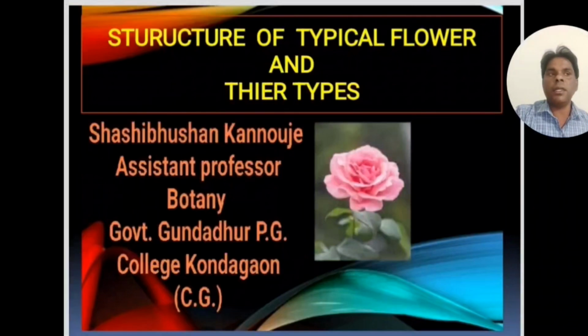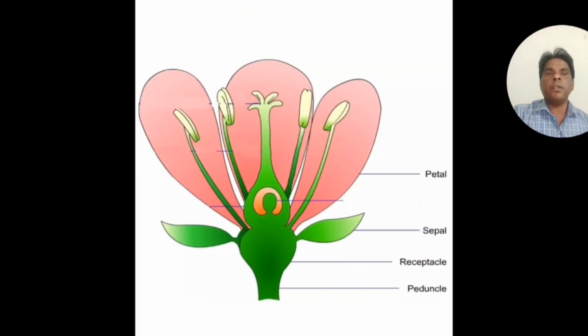manner. The general structure of flower, you can see a flower typically consists of four main whorls arranged on a receptacle, the swollen tip of the flower stalk, pedicel. These whorls from outermost to innermost are calyx, corolla, androecium, and gynoecium. The parts of a flower and their function, the outermost part, first one calyx.